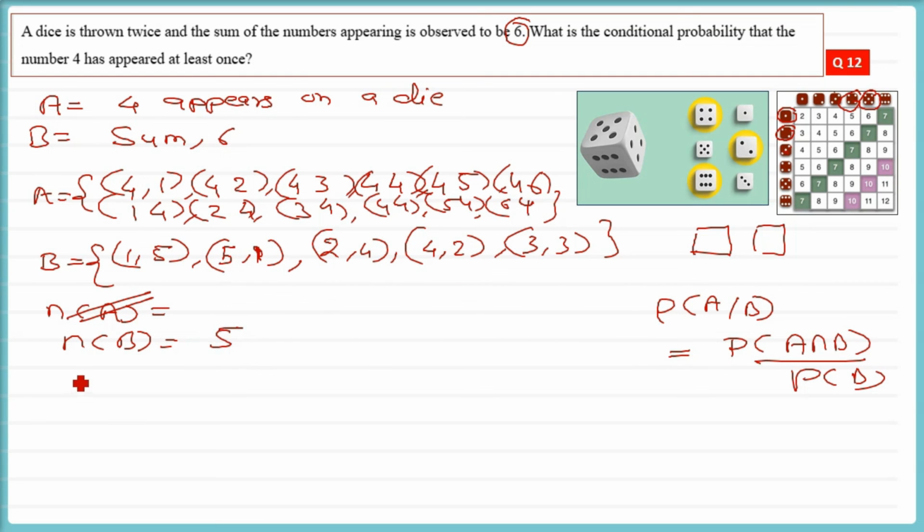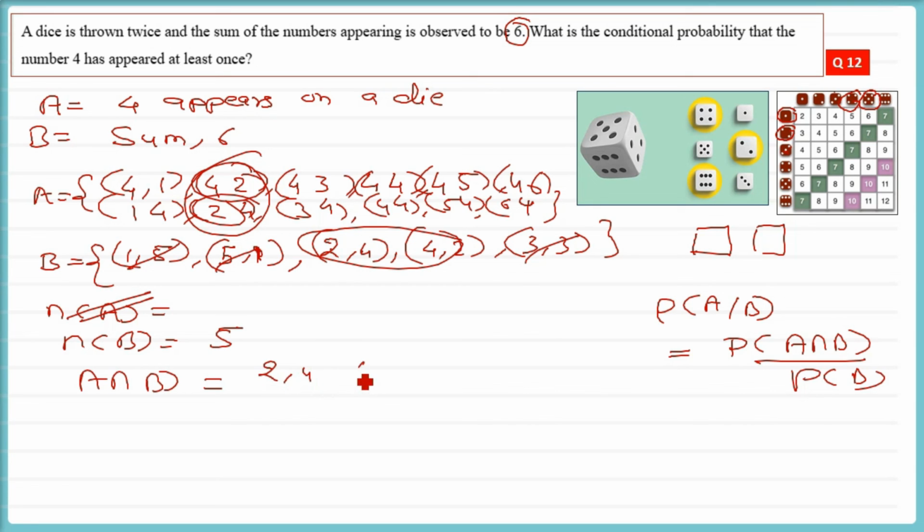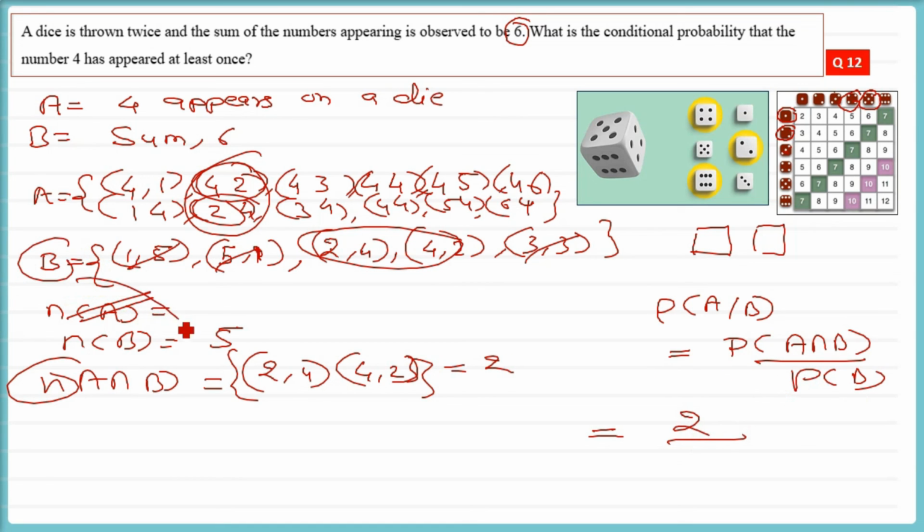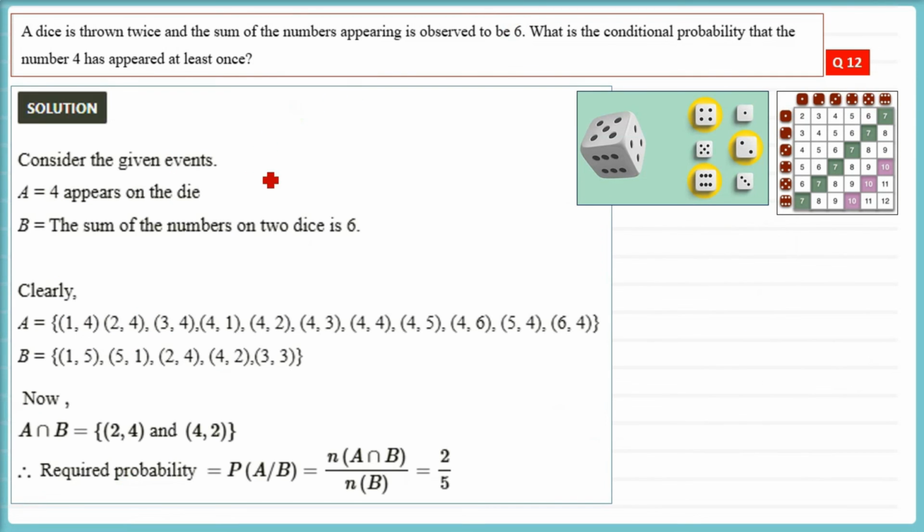These are 5 elements in here. A intersection B will be what? What is the commonality? Just see. 1 5 is there. Only if 4 comes first or 4 comes at the last, then only the possibility is there. So 2 4 and 4 2. So 2 4 is there, 4 2 is there. These two are common. So there are only 2 values, 2 4 and 4 2. The number of elements in A intersection B comes out to be 2. You have to count the elements in this set, which will be 2. So now put it in this formula: N(A intersection B) is 2, N(B) has come to be 5. 2 by 5 is the answer, the required probability. So this is how we are going to write it.